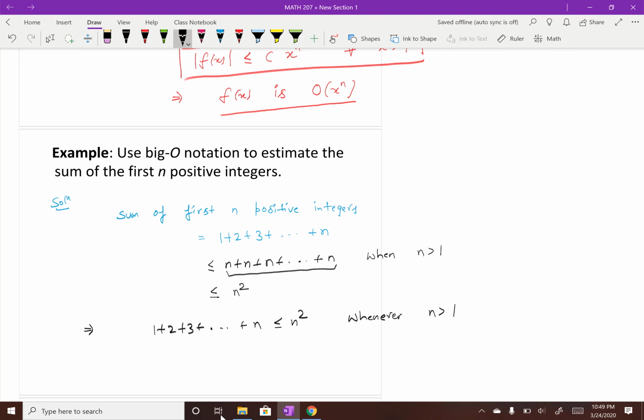Okay, so if I choose my constant c equal to 1 and k equal to 1, then with respect to these two witnesses, I can claim that by the definition of big O, 1 plus 2 plus 3, the sum of the first n positive integers, is big O of n squared. Okay, so that's the solution of this example.